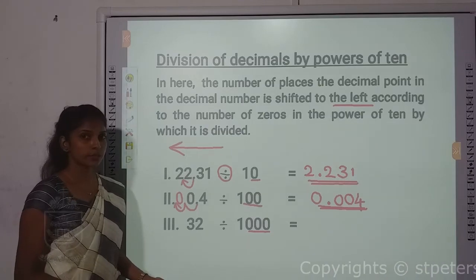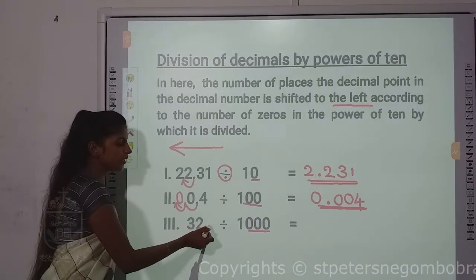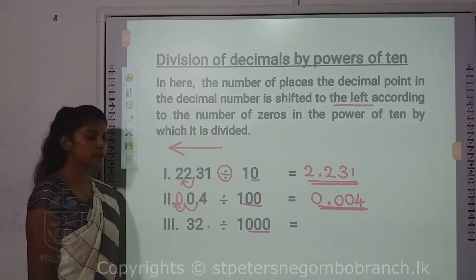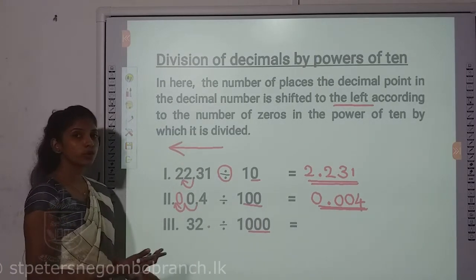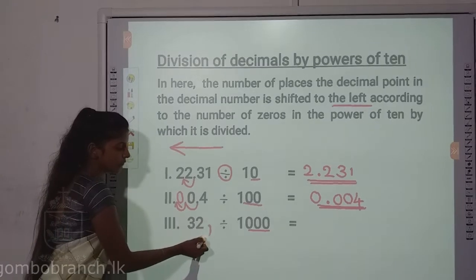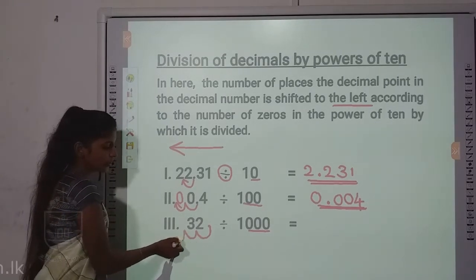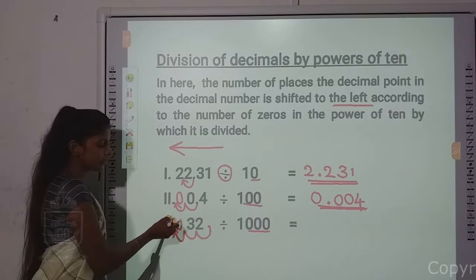So where is the decimal point? Decimal point is at the end. In a whole number, always the decimal point is at the end. So from that point, you have to take 3 moves to the left. So let's move. 1, 2, 3. So no numbers here. Add a 0.